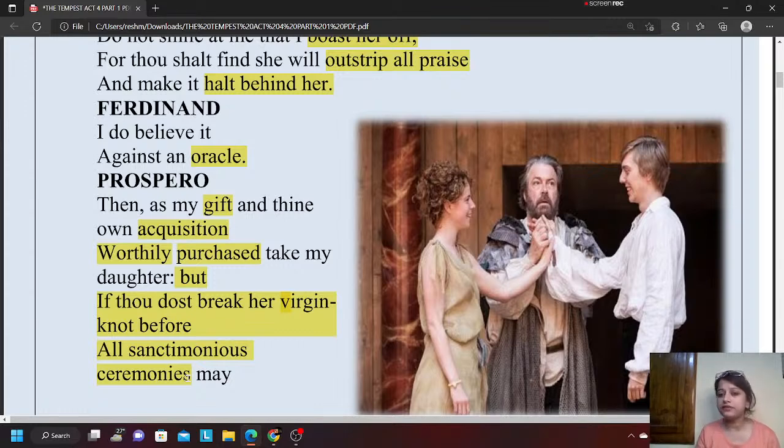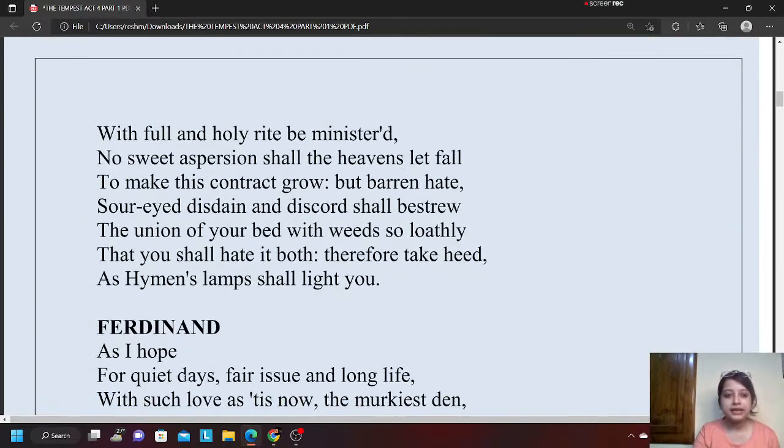Those days it was not the time when you could be very open minded and liberal. So he is particular about this idea that you be careful not to indulge in any physical relation before the sanctimonious ceremony, before the marriage is done. Because it is a sacred ceremony, with full and holy rite be ministered. So you have to wait till the full and holy marriage ceremony takes place.